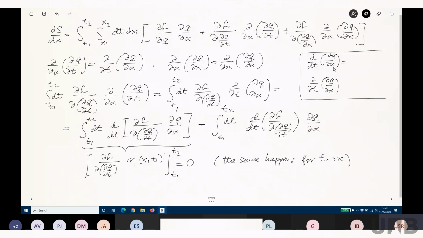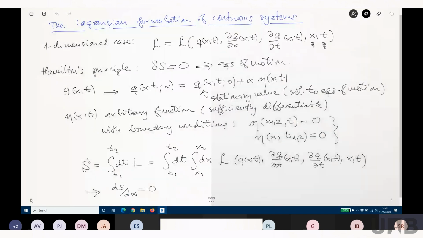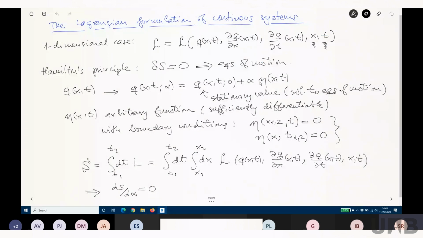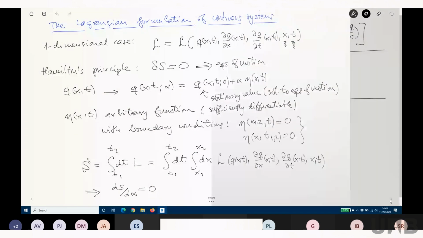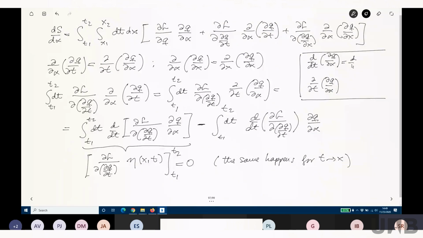So let's go step by step and make this clear once and for all. What is dq d alpha? We go back. dq d alpha is eta, right? Is this function eta, right? So this is d dt of eta of x and t. Now, does x depend on t? Yes or no? Well, no, it does not depend on t. x is just another variable like t.